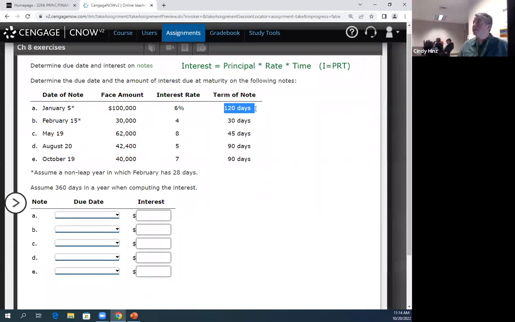Now, we've already done some of the due date calculation. We used a similar process on Tuesday when we calculated how much past due an account receivable was. We're going to do some more of that here. We're going to do the first couple of these together, and then I will ask you to complete the rest on your own, during class. So let's start with the first one. We're asked to determine the due date and the amount of interest due at maturity. So the first thing is the due date.